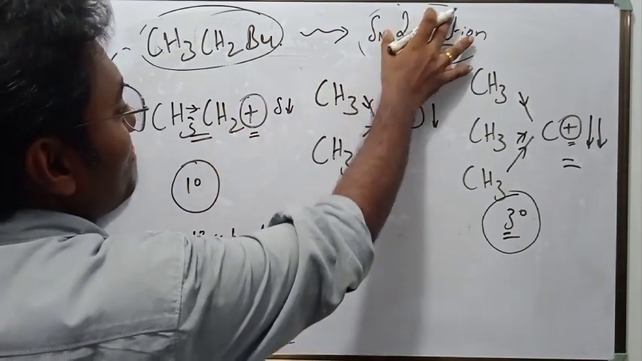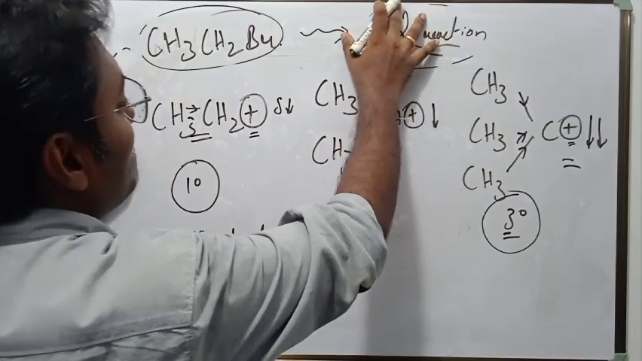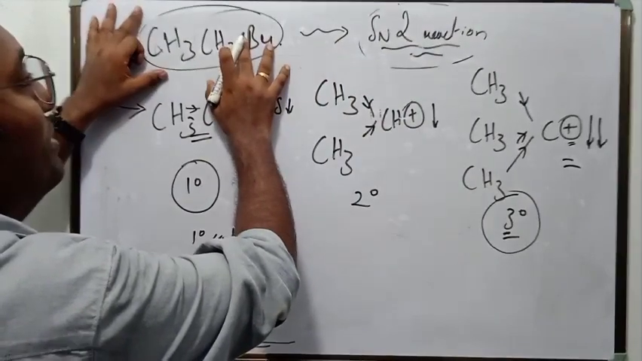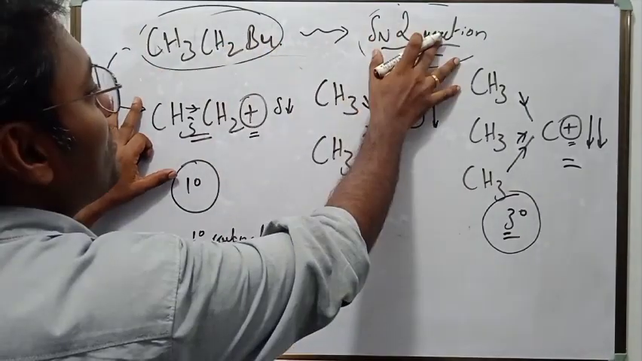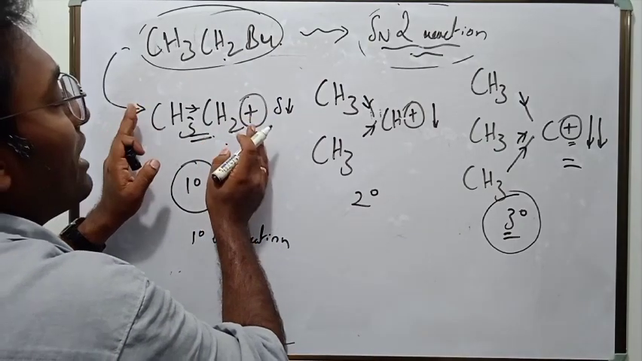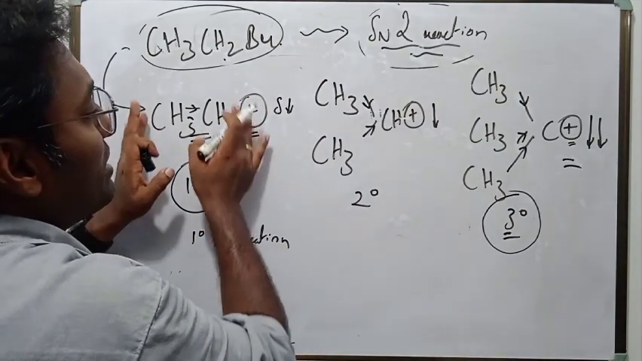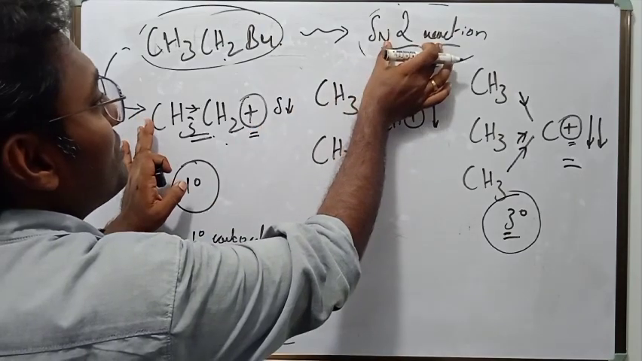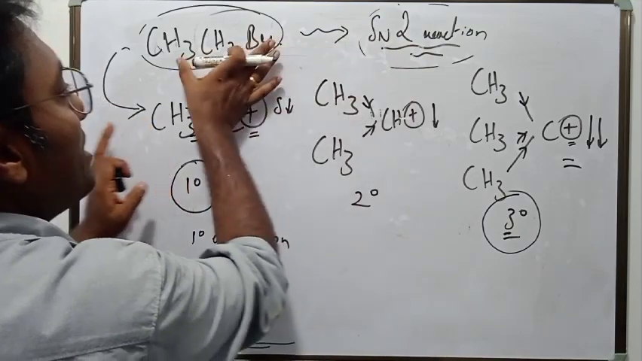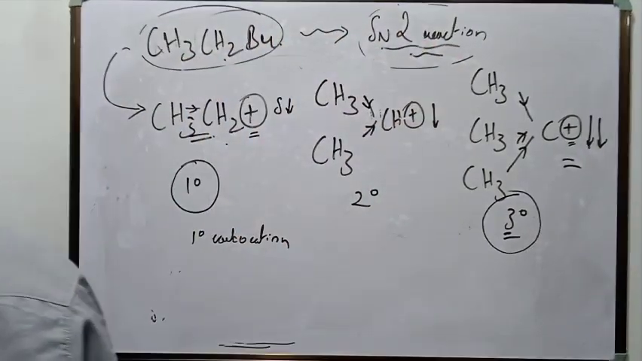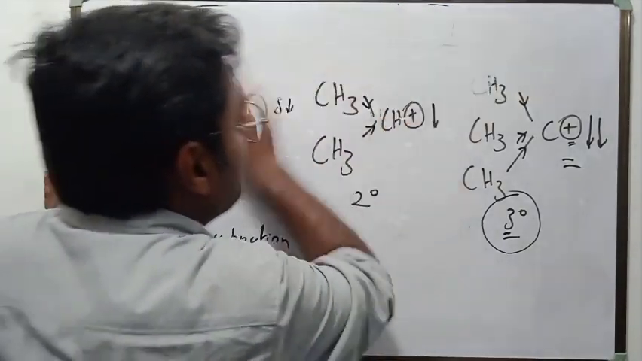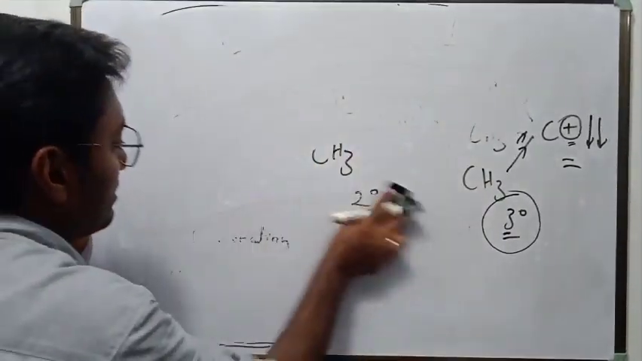So to fulfill the SN2 conditions, a primary alkyl halide will undergo SN2 reaction, because a primary alkyl halide's carbocation is the most unstable, and actually it won't become a primary carbocation, and SN2 reaction doesn't need the formation of a primary carbocation. Therefore, primary alkyl halide will undergo SN2 reaction. Now there is another aspect also.